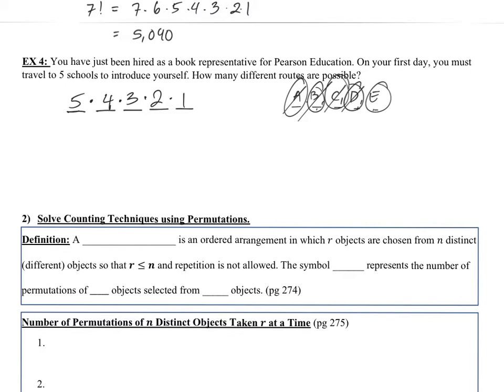And notice this actually looks like 5 factorial. And what is 5 factorial equal to? Well, 5 times 4 is going to be 20. 20 times 3 is going to be 60. Then times 2 is going to be 120. And times 1 is just going to leave it at 120. So there are 120 different options. So how many different routes? There are 120 different routes.